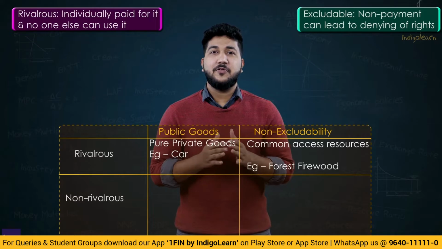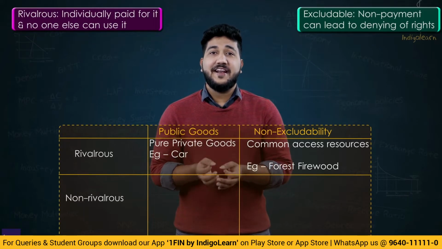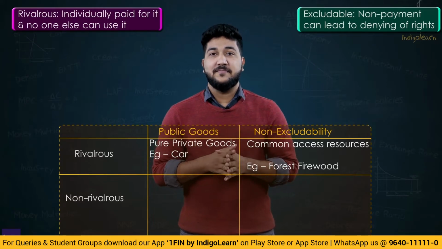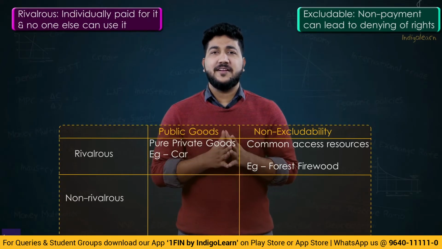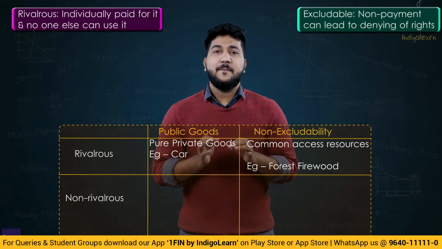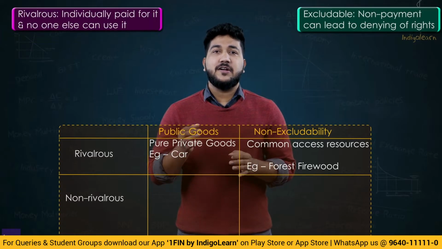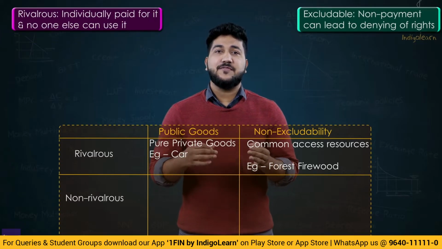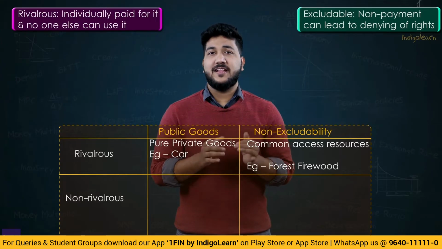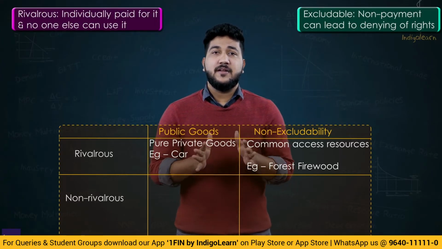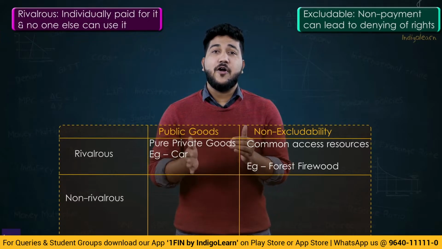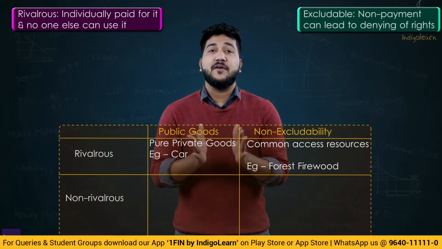Now we are learning about the intersection of non-rivalrous with excludable. Let me give you an example first and then I will tell you. What do you mean by non-rivalrous? It means one person's consumption will not deny the consumption of somebody else of the same product. That is non-rivalrous. What is excludable? It is possible to say that you cannot use this product if you do not pay for it.